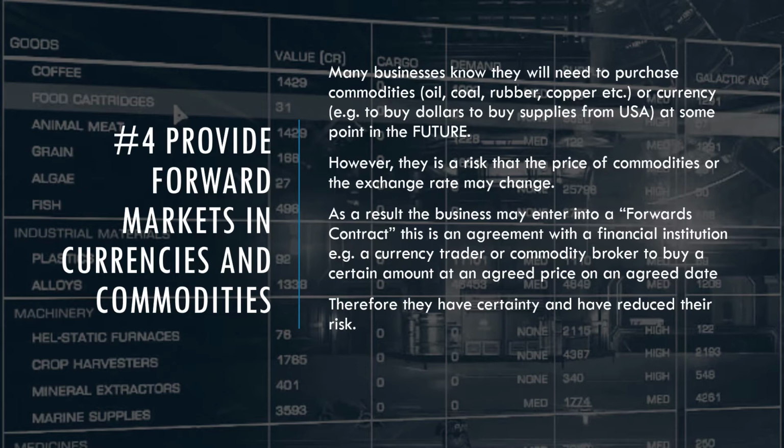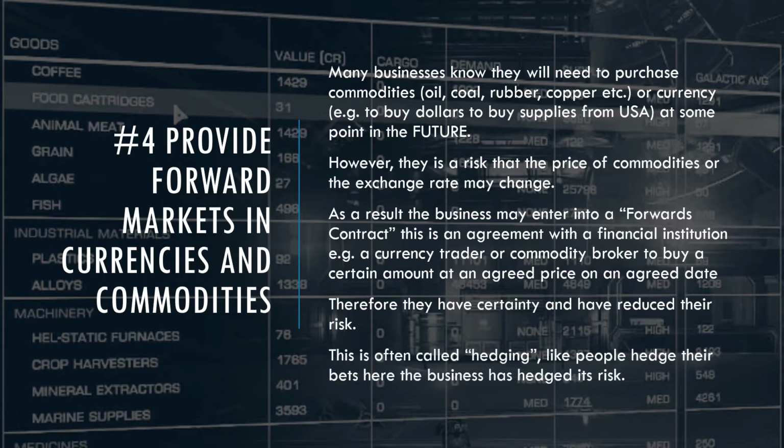Now, I might get a good deal, I might get not such a good deal. I don't really know how the price of the commodity or how the exchange rate is going to change in the future. But what I do know is I'm not going to have the risk that the value is going to change. So I'm happy. This is often called hedging. So like people hedge their bets, here the business has hedged its risk. It's kind of reduced its risk.